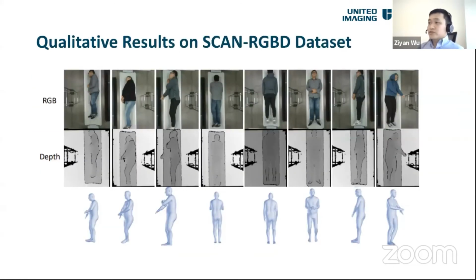So these are some qualitative results on the scan RGBD dataset. As you can see, from the RGB and the depth data we obtained from the smart camera, we can precisely recover not just the 3D pose, but also the body shape of the patient. Even under some very challenging scenarios, for example, in this case, the patient's head is covered in a hood, we can still reasonably precisely recover the head position and pose of the patient.